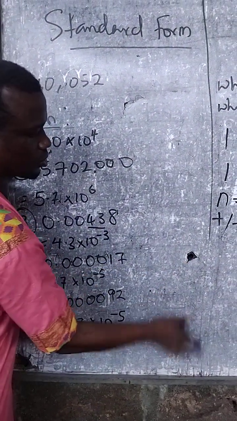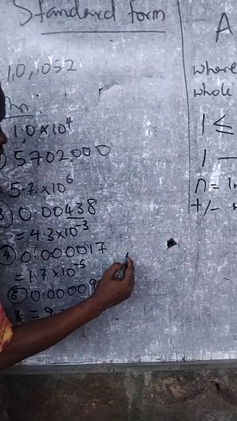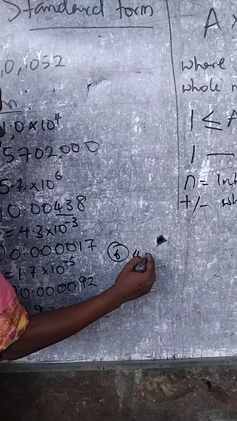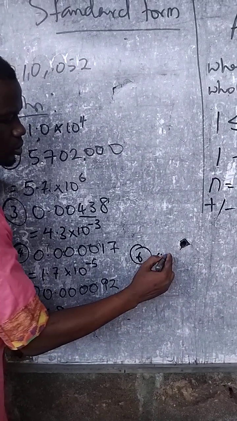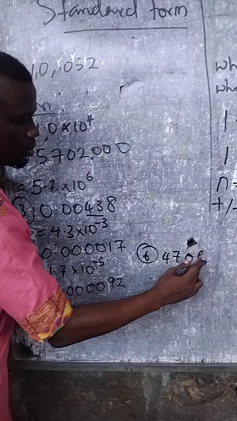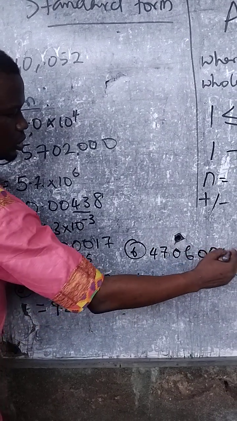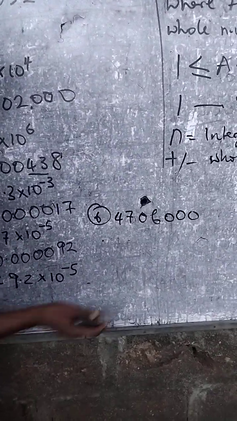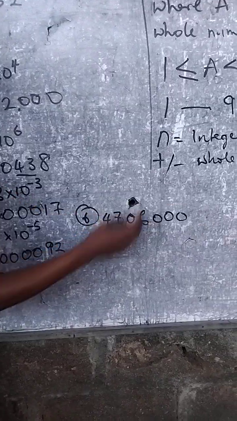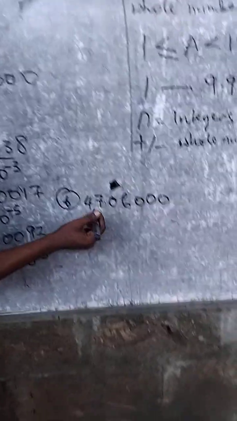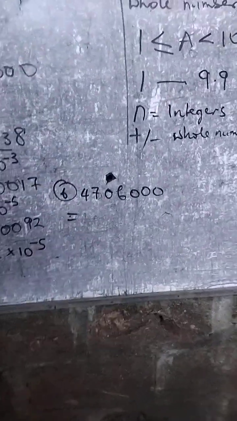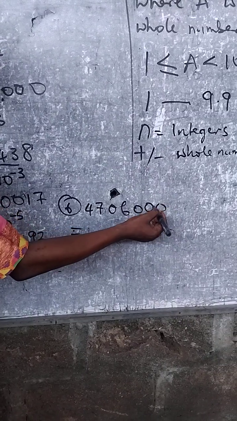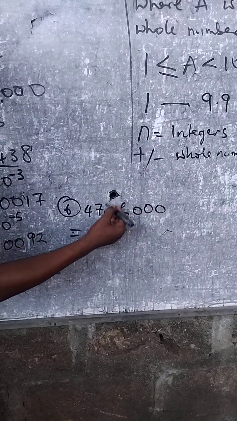Now, last but not the least, number 6. The number 4,706,000. Now, somebody move the decimal point and tell me how many times you will move it before you get between 4 and 7. 6 times. Let's prove it: 1, 2, 3, 4, 5, 6.